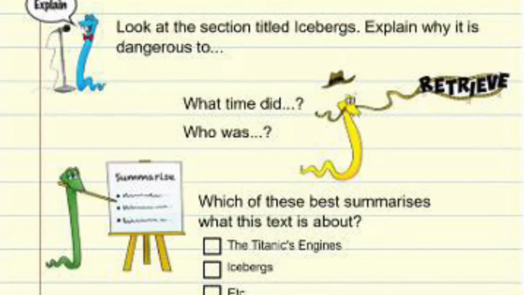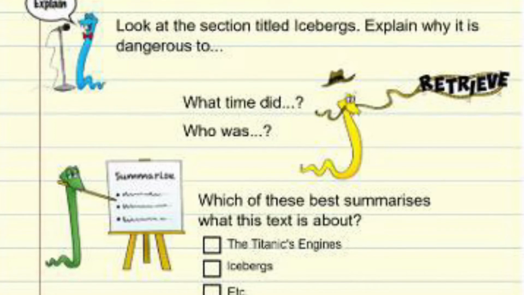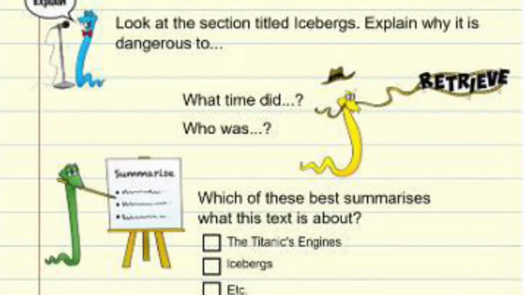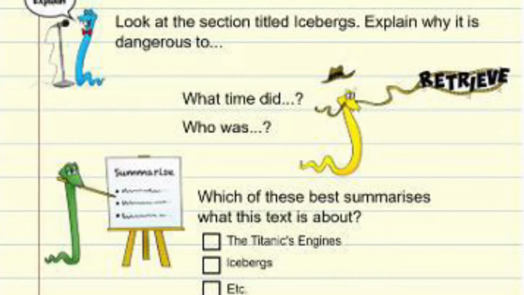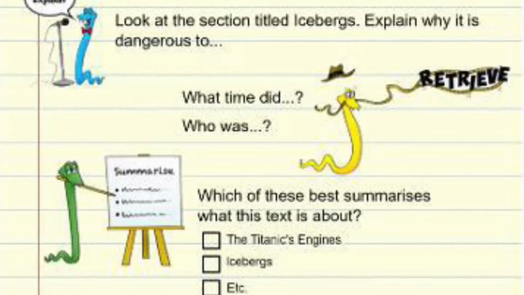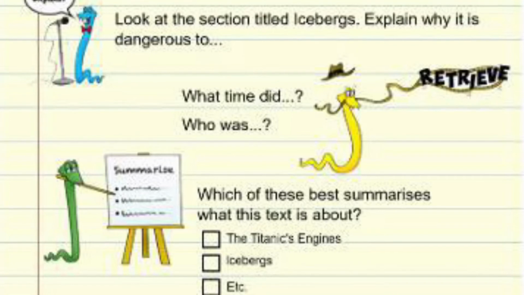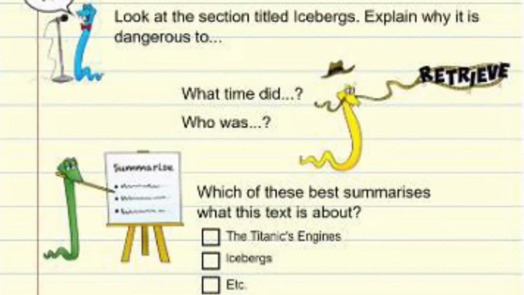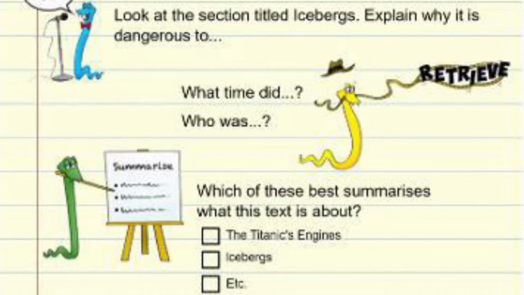Next, retrieval questions. These are the most obvious. What time did the ship set sail? When did the ship hit the iceberg? The wireless message, what time was that received from the SS Caronia? Who was operating the radios at that time? Anything like that. And the final type is summarise.